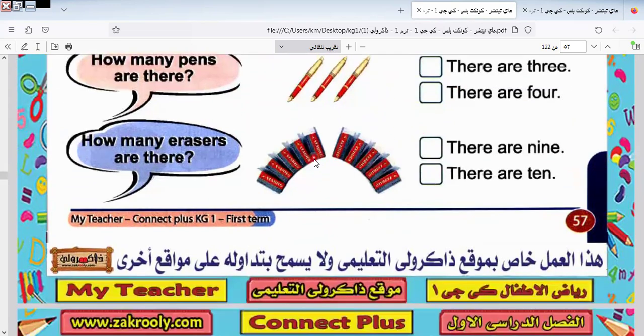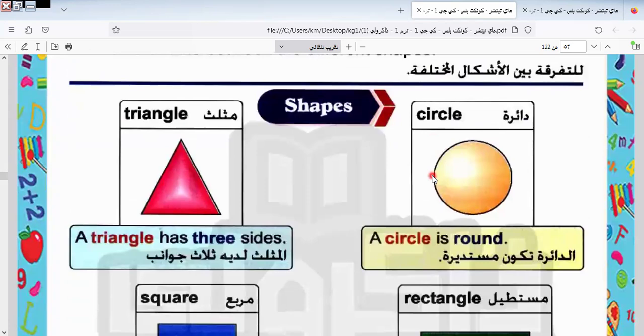So I select this one. Erasers. Let's count it together. 1, 2, 3, 4, 5, 6, 7, 8, 9, 10. It will be this one. Okay, let's go to another one here.